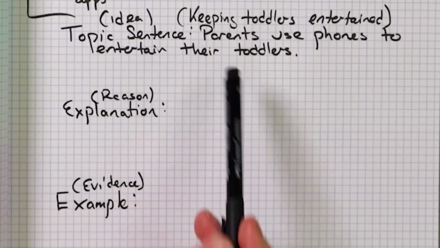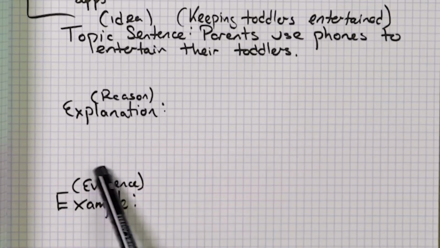The English phrase to keep someone entertained is not really about entertaining them. It is about keeping them occupied. It's specifically when we use it in the context of using it for children. So you need to be very careful about that. So we'll put that topic sentence in there. So we now have our topic sentence. We need to write in an explanation.